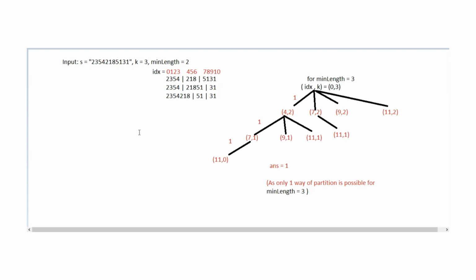So only one answer is possible, that is from 0 to 3, 4 to 2, 7 to 1, 11 to 0. Three partitions are possible, and for min length equal to 3 the answer is 1. Only one way of partition is there. So we will simply return 1.